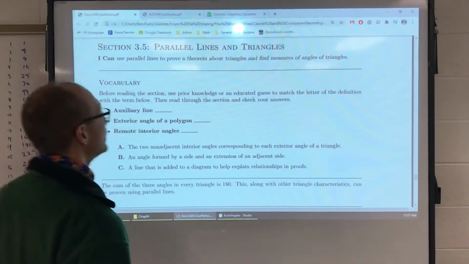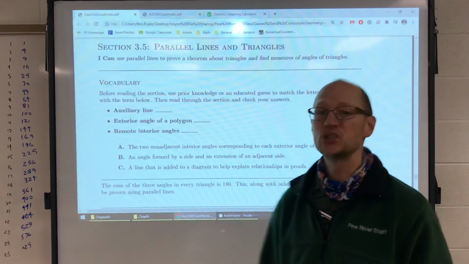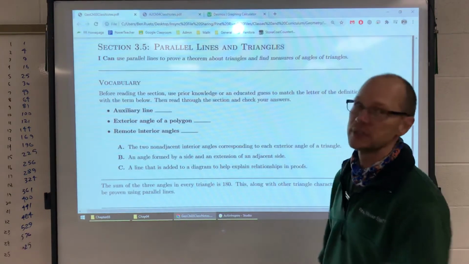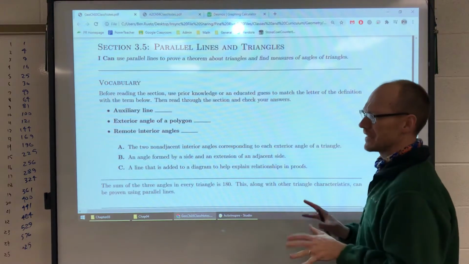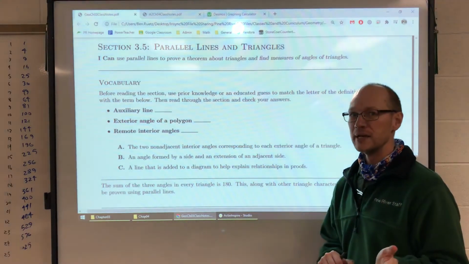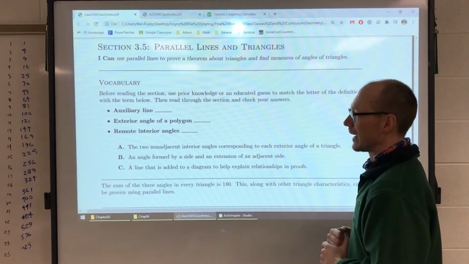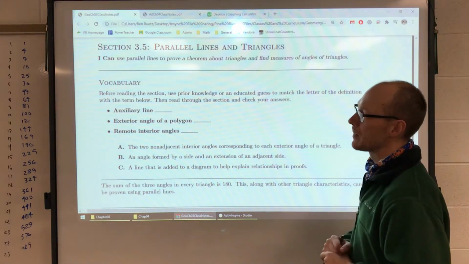Hey geometry class, this is the last section of our chapter. We've got a test planned this week dealing with triangles, and it's a pretty good solid section for you, I think, already, because stuff I've talked about in class you've already been able to grab onto. But there's one vocab term I want to make sure that you know.